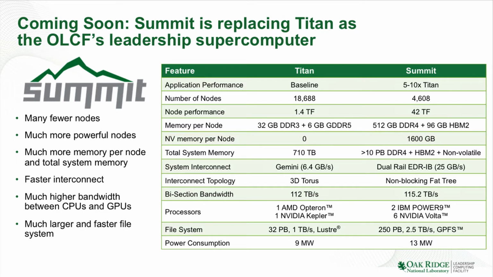So what does that mean? I have a really, really powerful node. I have a 42 teraflop node sitting there compared to just nearly 1.5 teraflops on Titan. That's a whole lot of flops to take advantage of. In terms of the memory per node, because of all of these flops, it has 512 gigabytes of CPU RAM and 96 gigabytes of high bandwidth memory.